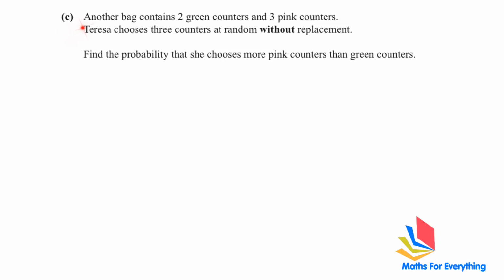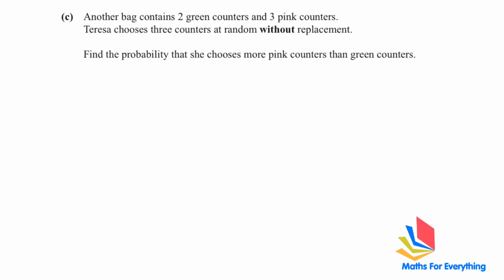Part C. Another bag contains 2 green counters and 3 pink counters. Teresa chooses 3 counters at random without replacement. Find the probability that she chooses more pink counters than green counters.